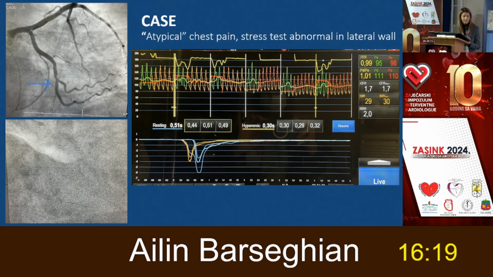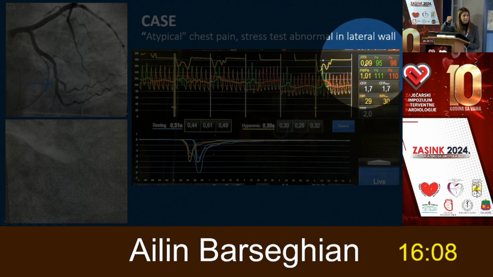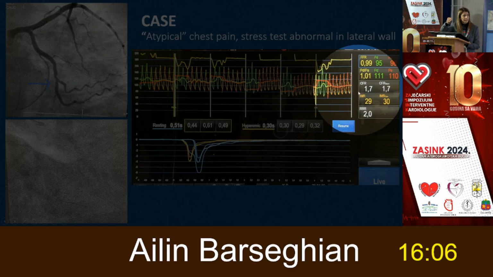So we put a wire in that, the wire that does both FFR and CFR, we put a wire in that circumflex. And what the display shows us is that the FFR, not unexpected, is normal at 0.99, but she has an abnormal coronary flow reserve. I generally use the cutoff of less than 2.3 as abnormal, and hers was very abnormal. It was 1.7. And then the index of microvascular resistance above 25 is abnormal, and hers was 29.